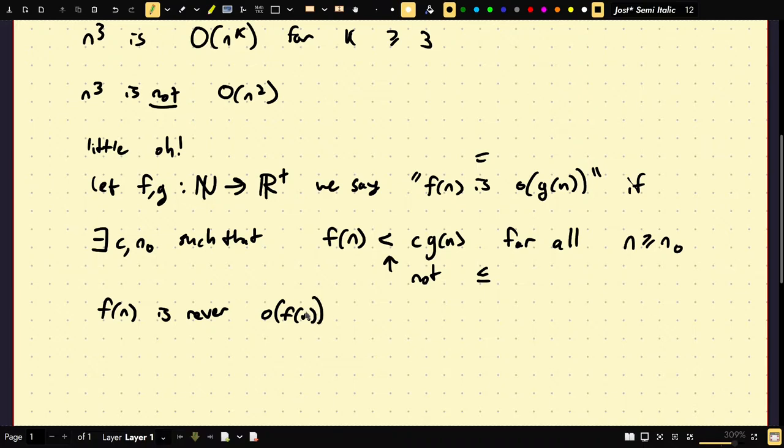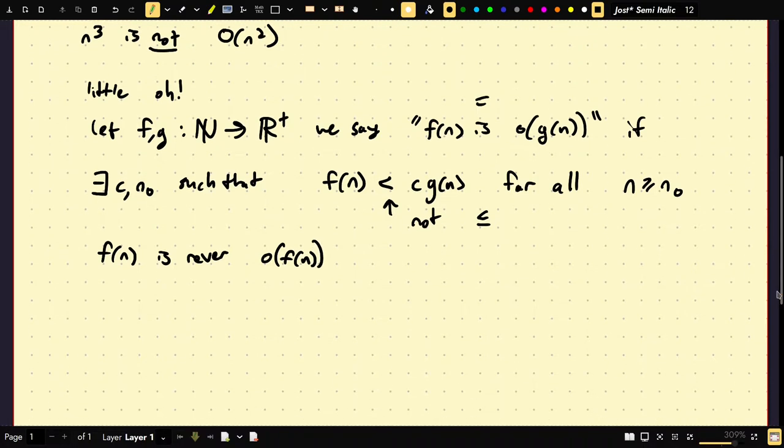Another way to write this is another definition, which is personally less intuitive, but it can help in certain situations. We say that f of n is little o of g of n if the limit as n goes to infinity of f of n over g of n is 0. So g of n doesn't grow asymptotically the same as f of n. It has to grow faster.